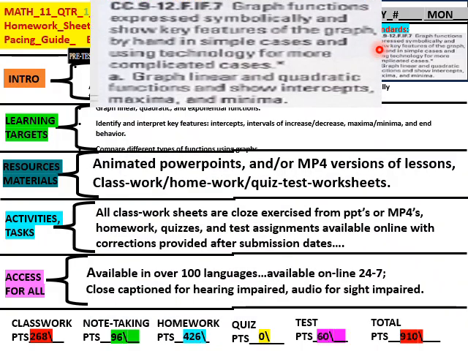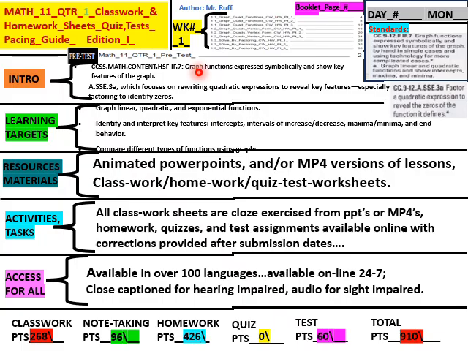And then our standard here for Week 1, Algebra 2, Classwork, Common Core 9 through 12, F.IF.7, graph functions expressed symbolically and show key features of the graph by hand in simple cases, and using technology for more complicated cases. Graph linear and quadratic functions and show intercepts, maxima and minima. So we get into that for Week 1.